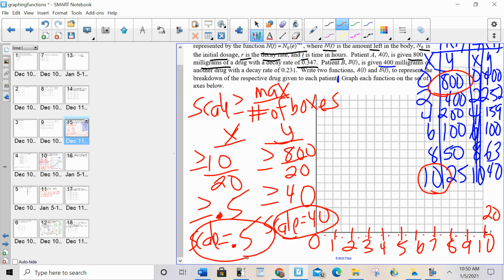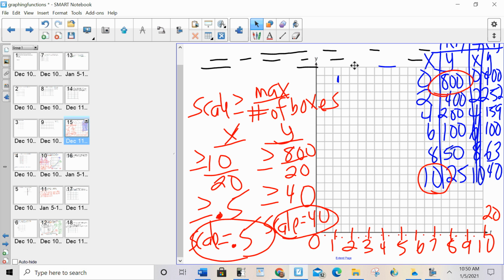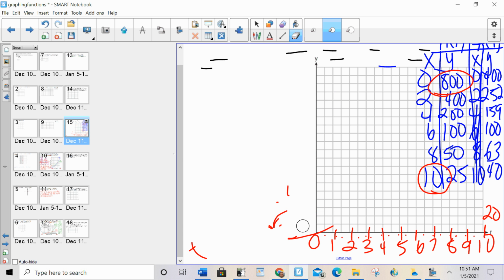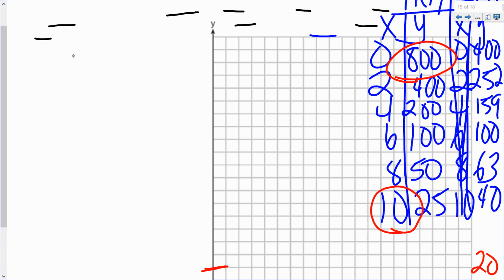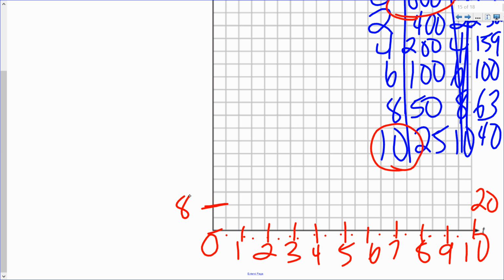So if you want to write this down or pause it, because I need to erase it so I could actually get this stuff up there. So at this point, again, to create some more space, I'm just going to delete this. My scale is going to be 40. I'm going to erase all of this. And again, I like to label every other box. So each box is worth 40, so I'm going to label every other box, which will go by 80s.